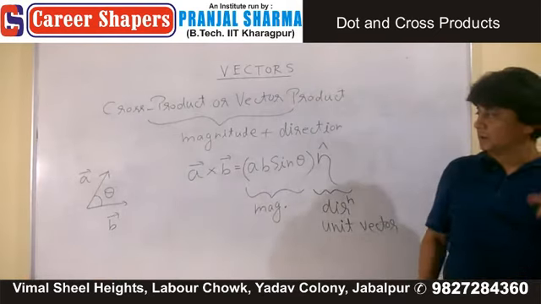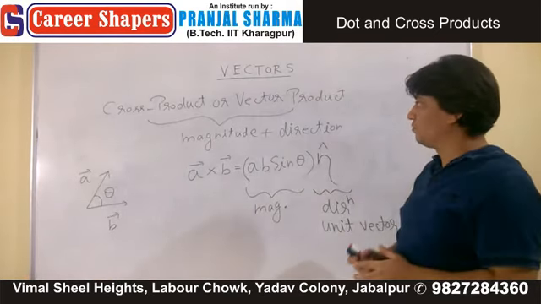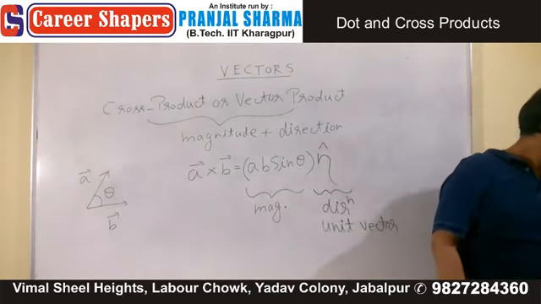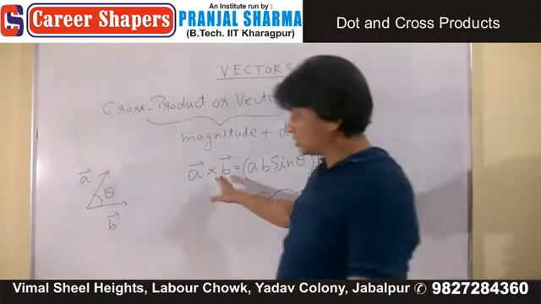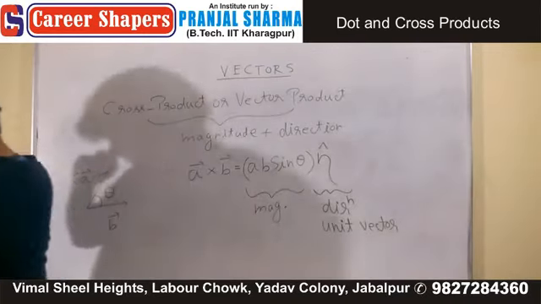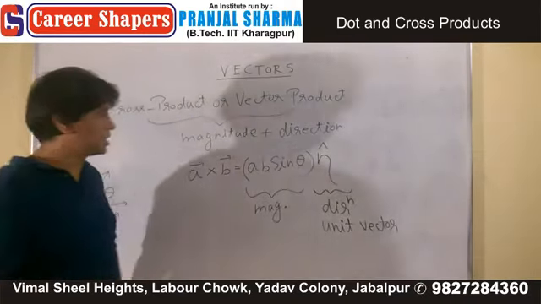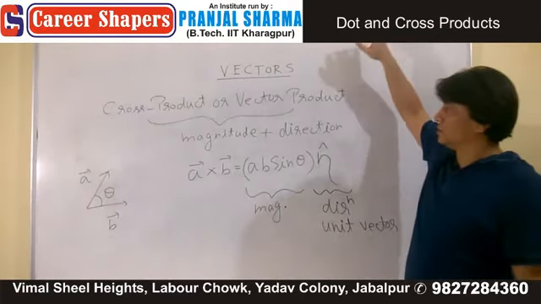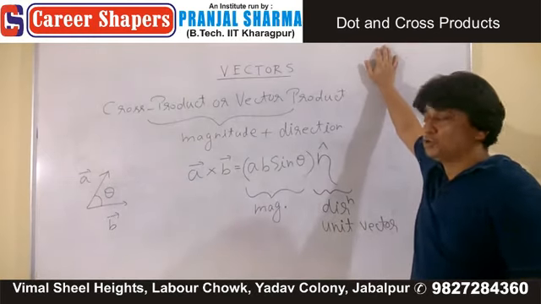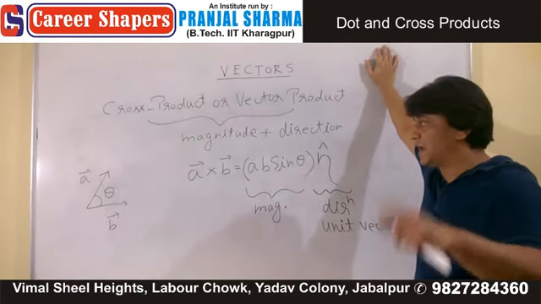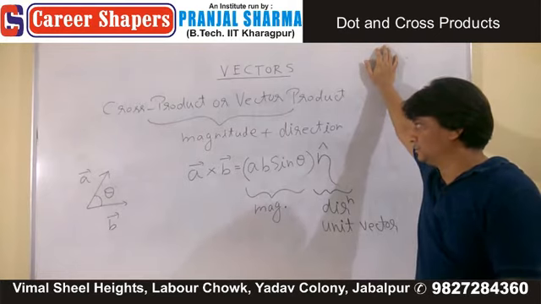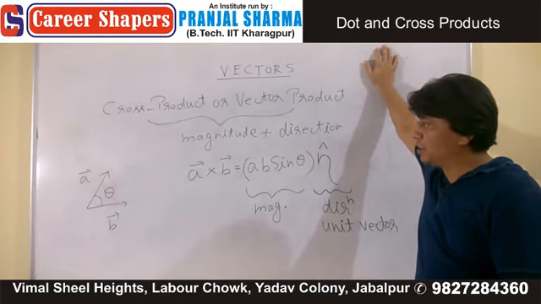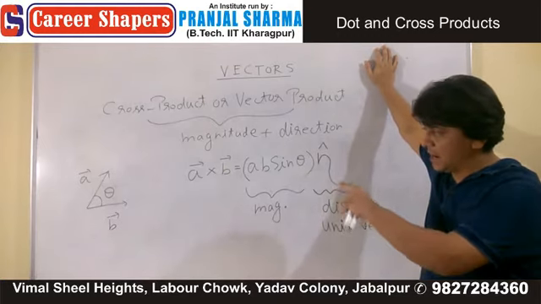Continue the statement, which means cross product is perpendicular to both vectors A and B. Which means cross product is perpendicular to both vectors A and B.